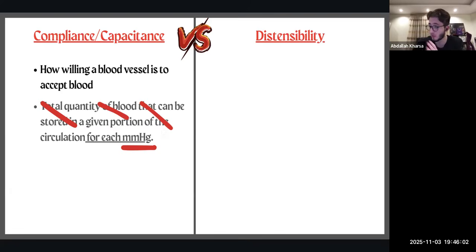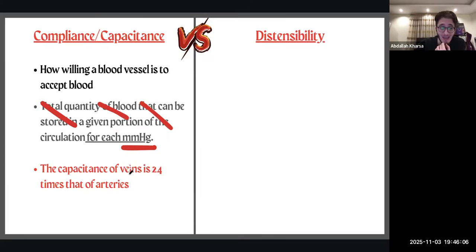We're going to keep going. If you want me to repeat anything at all, feel free to interrupt me. The capacitance of veins is 2.4 times that of arteries. Why? Veins are basically the site of storage. They accept the blood and they distend more. They're more compliant. Arteries have way less compliance. They don't accept the blood as much.